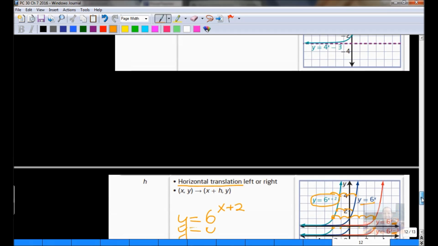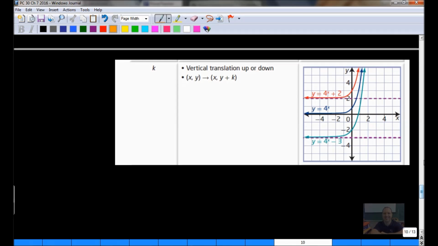Okay, and then finally, k. K is the vertical translation in mapping notation, which you've been seeing here on these pieces, is basically you take the y values and you add the k value to them. So if you have a plus 2, and notice that this plus 2 is not in the exponent position. It's not up here. It's actually down here in the same line as the y and the 4 and the 2. So that means it's a vertical translation.